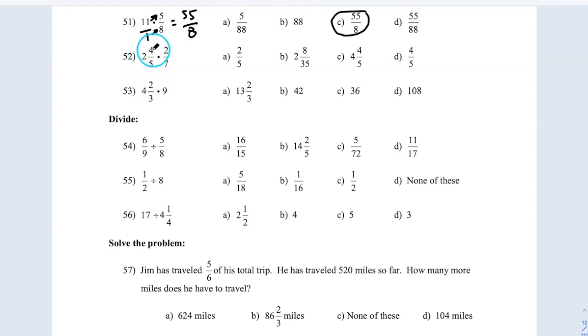Mixed number. Turn the mixed number into an improper fraction, meaning you multiply the whole number times the denominator and you add the 4. 2 times 5 is 10 and 4 is 14. You keep the same denominator. Times 2 over 7. Okay? 14 times 2 is 28. 5 times 7 is 35.